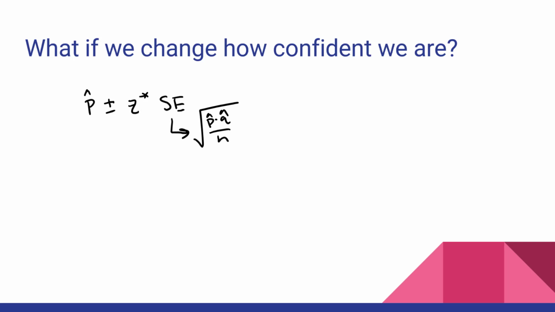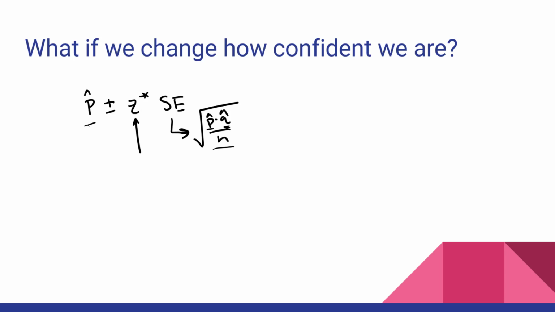So which of these numbers will change if we change our confidence level? Well, our p hat will always stay the same, and that will make our q hat always stay the same, and our sample size will not change either. The one thing that is affected by how confident we are will be our z critical value.